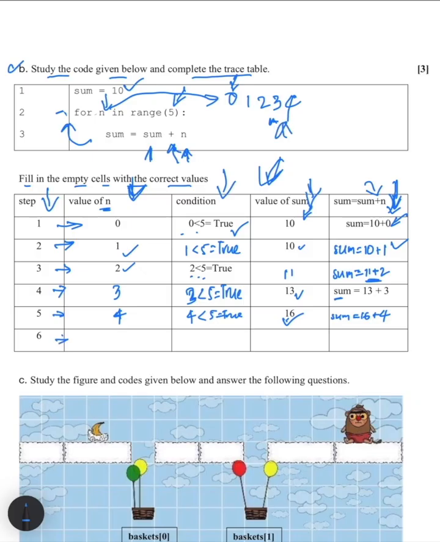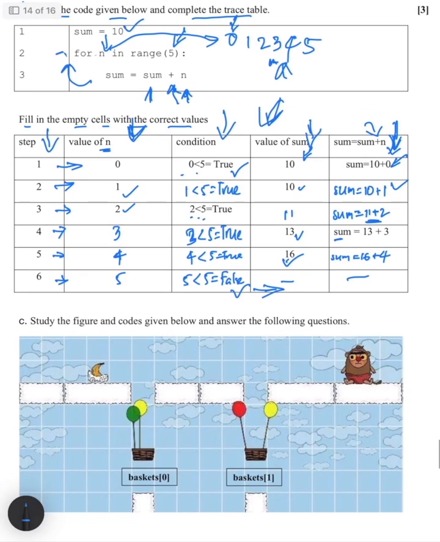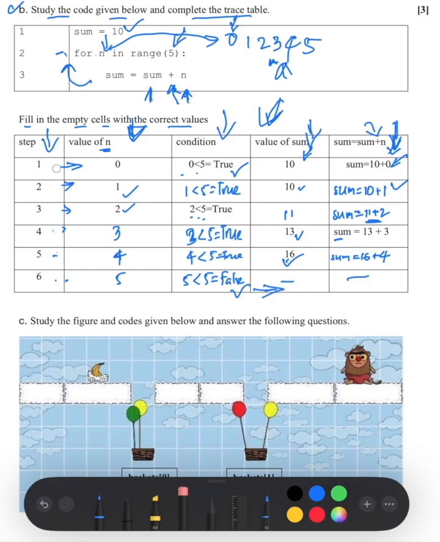Now in step number 6, your n becomes 5. So 5 less than 5 is wrong, or false. We say false. So this will not be executed. This will also not be executed. Why? Because after this we won't be tracing. Your trace table will stop here. So this is how it should be done. These are just written for your explanation only.